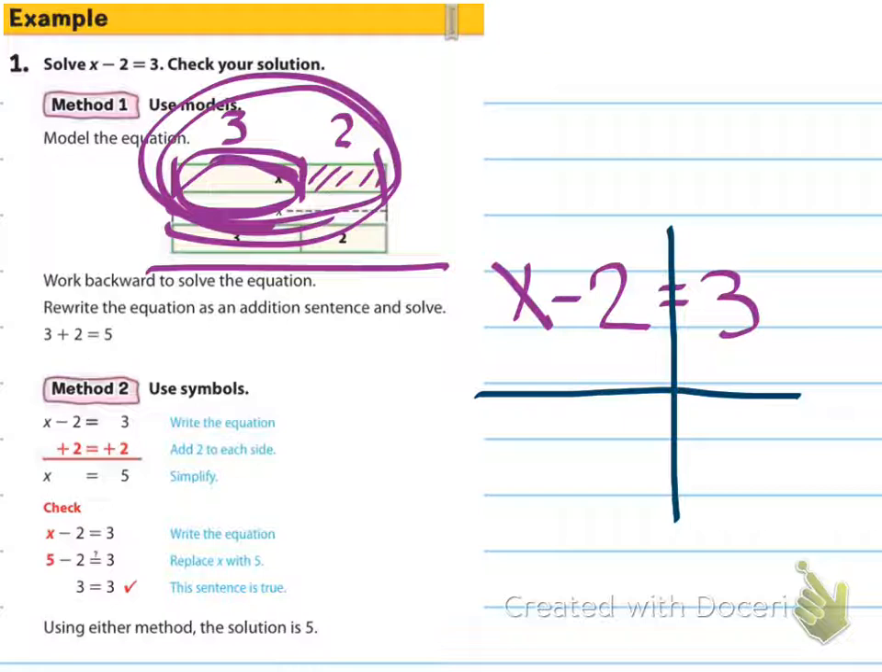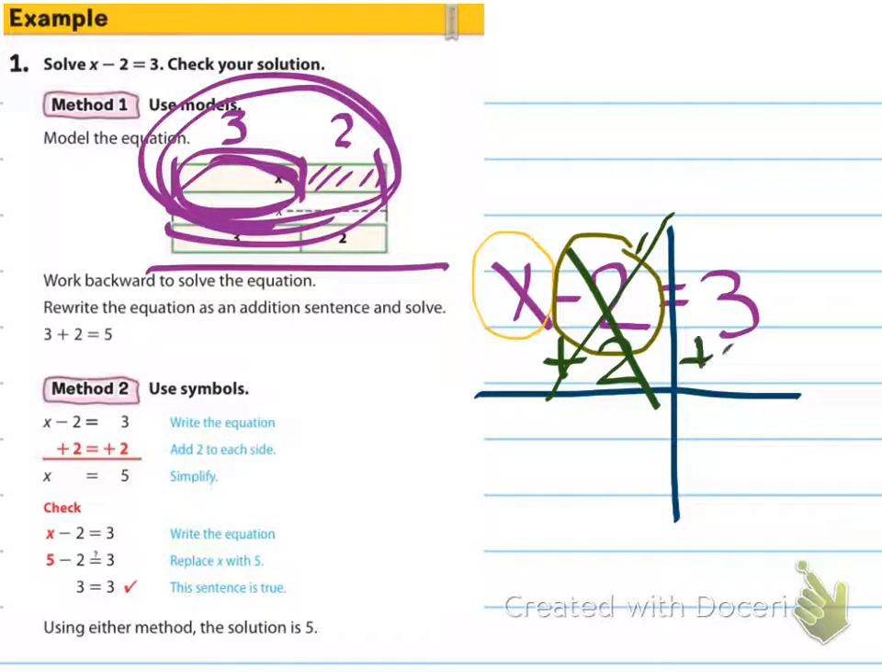Remember that our goal is to get the variable x by itself. So that means I need to get rid of my negative 2, my minus 2. And so if I do the inverse operation and I add 2, because addition is the opposite of subtraction, I showed you already on the number line that that makes the minus 2 go away. And what I do to one side, I have to do to the other.